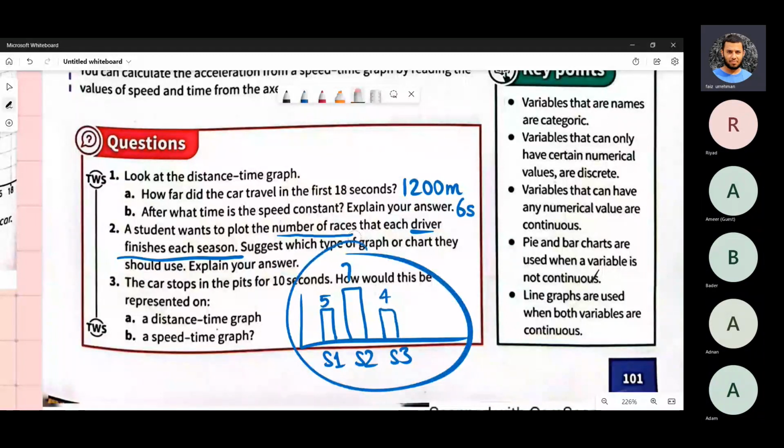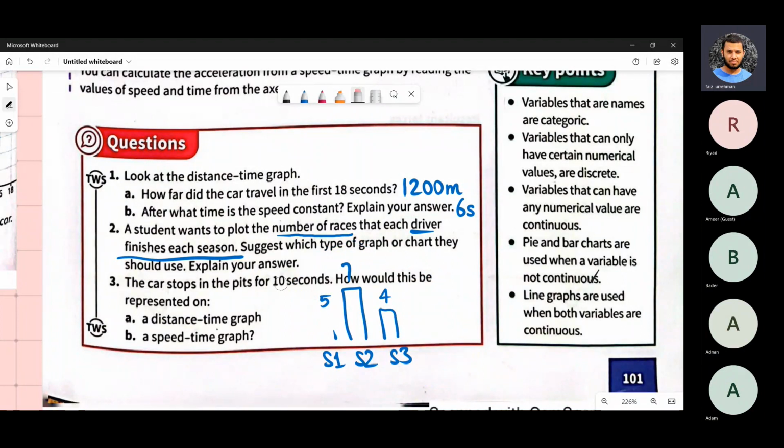What type of data is this? Discrete or continuous? Discrete, because we are counting the number of seasons. We are not saying 5 seasons per kilogram or 5 seasons per kilometer. So it's discrete data.